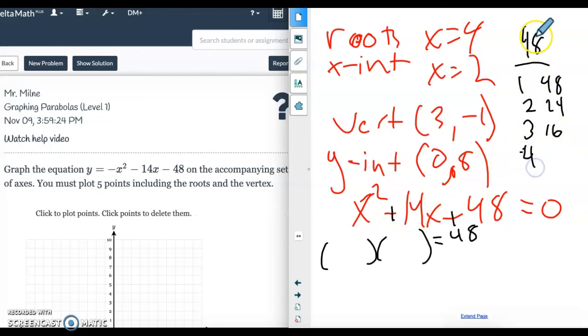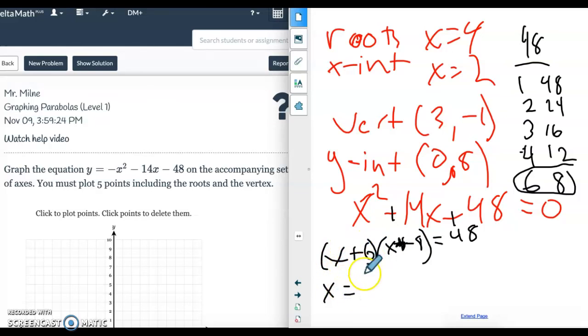4 goes in there 12 times. That didn't work either. 6 goes in there. 6 goes into 48 8 times, and bingo. So you see how patient you have to be sometimes to get all the way down to where we have x plus 6 and x plus 8. And then, remember, my x-intercepts are what would make this equal 0, which is a -6, and what would make this equal 0, which is -8. I'm sorry, that does not look very good. That's supposed to be a plus.